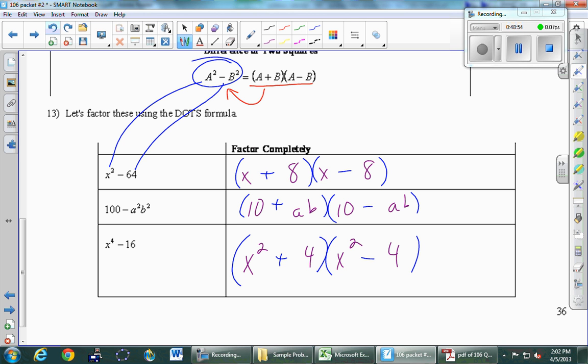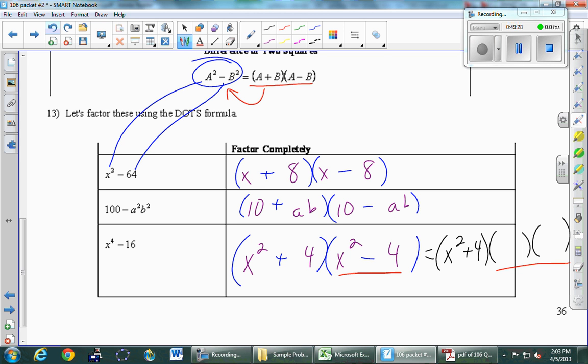We can go further. One of these two parentheses looks exactly like the formula that we've been using. The formula says if you have something squared minus something squared, which one of these is that same form? It's the x squared minus 4. It looks just like something squared minus something squared. So I'm going to copy the first one, x squared plus 4. But the other one is about to expand into two new sets of parentheses. We are trying to get x squared minus 4.